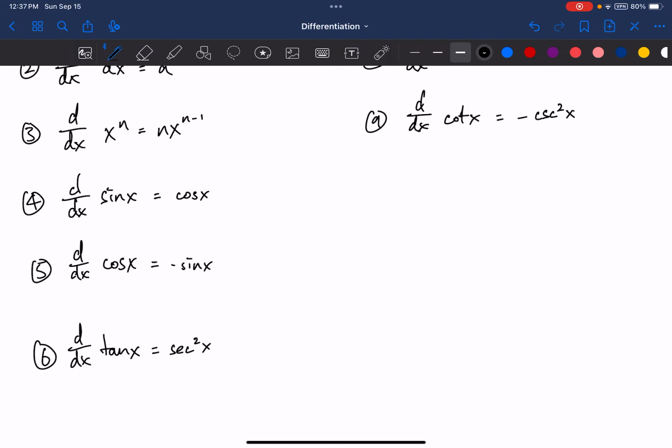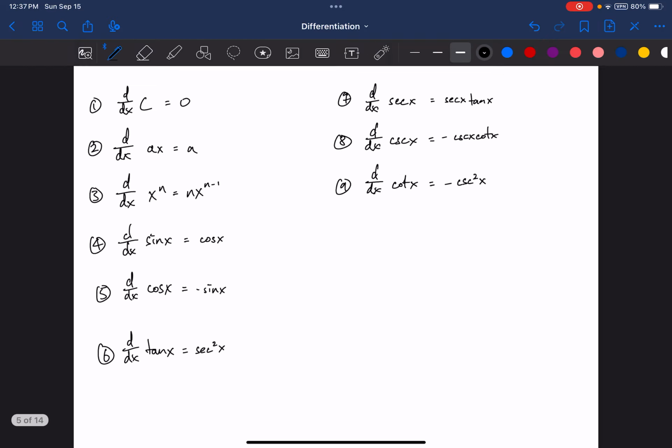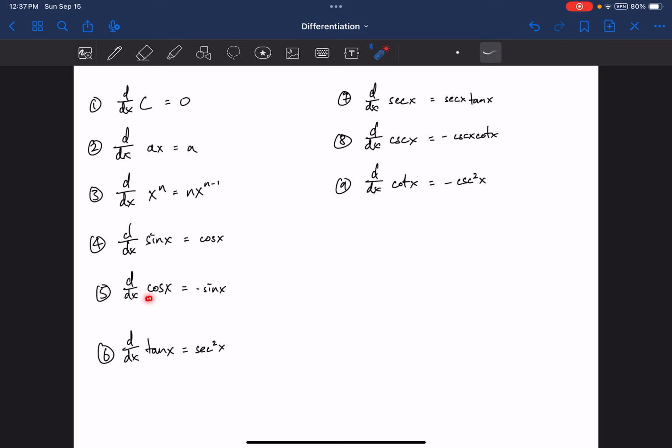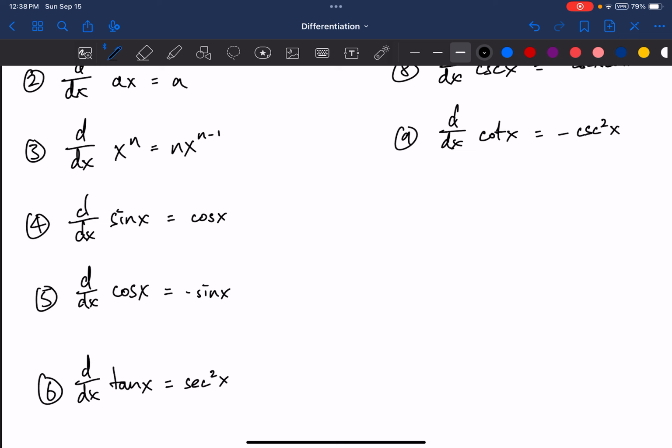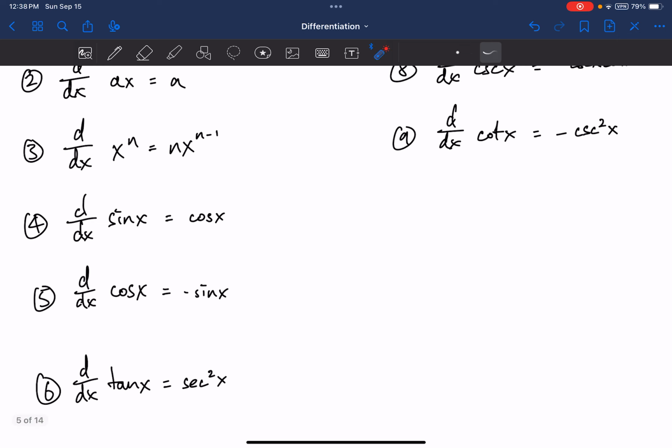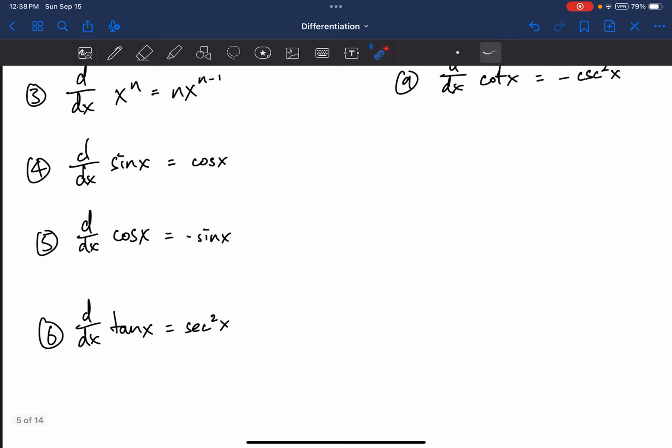You will see a pattern here: when you differentiate something that starts with c, which is cosine, cosecant, and cotangent, they will end up with a negative sign. So that's the first thing you have to remember. And then the second thing is that sine will become cosine, cosine will become sine, and then just the positive and negative.